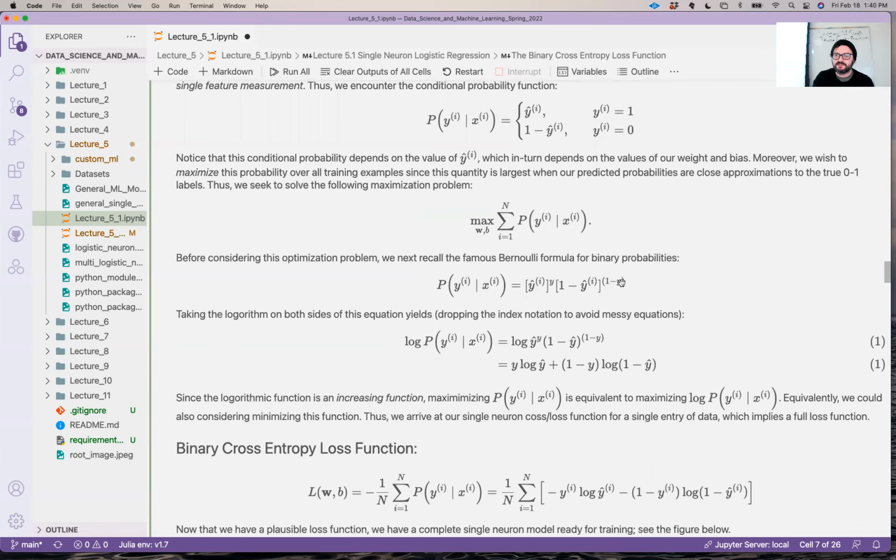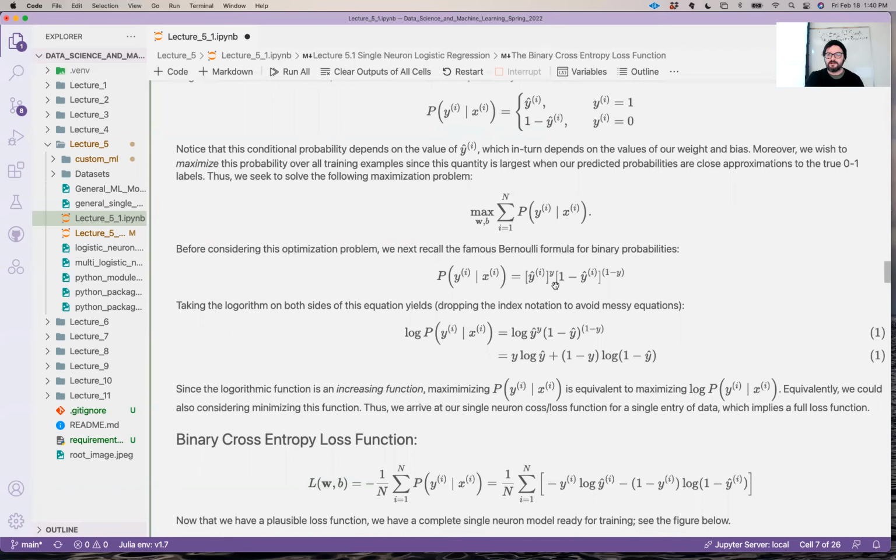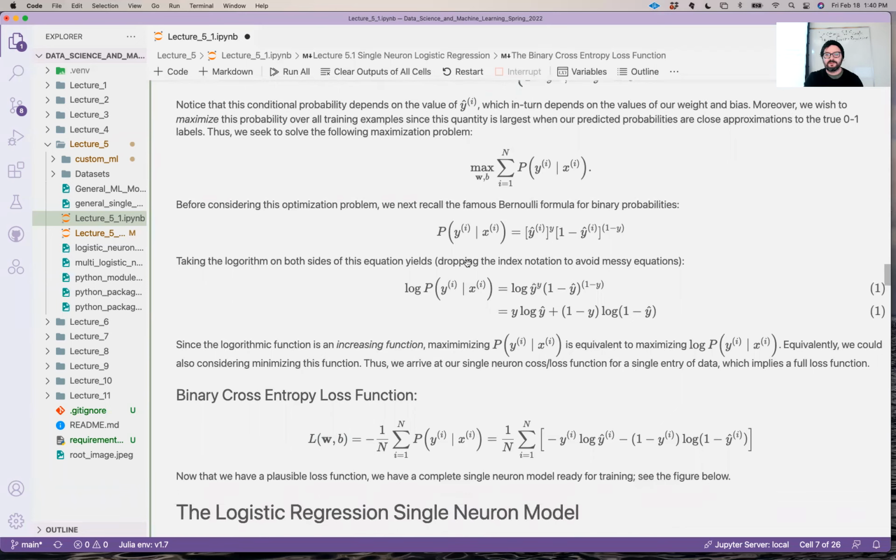So now this looks a little bit better, but it's still messy, and we're going to modify it again. If this conditional probability is equal to this product of these powers, then we can take the log on both sides of the equation. That's valid. So we take the log on both sides, and we get log of p is equal to log of this thing here. And then we can use log rules.